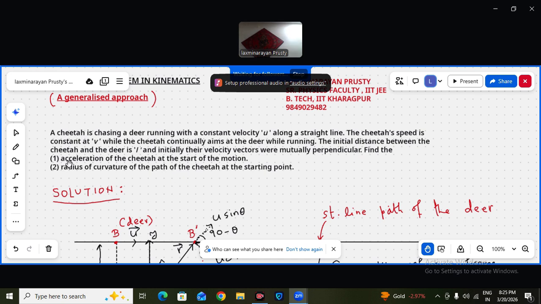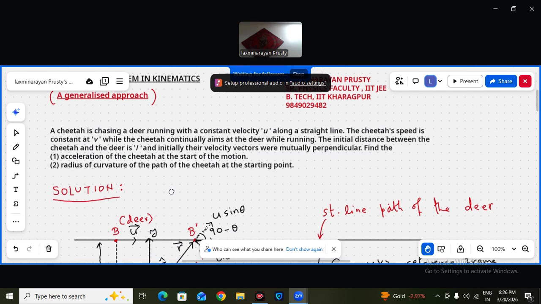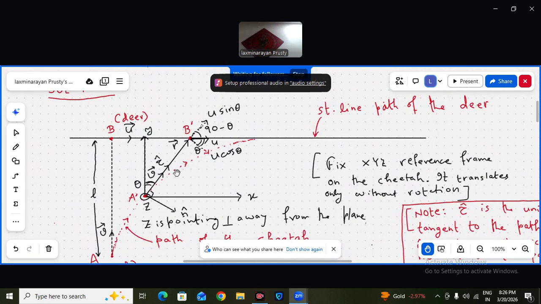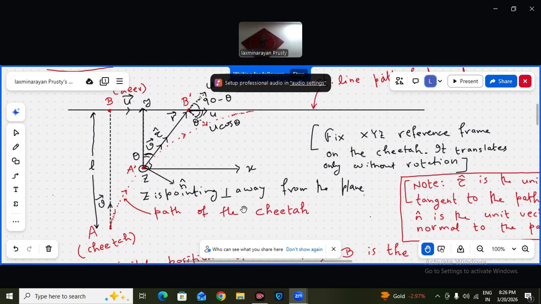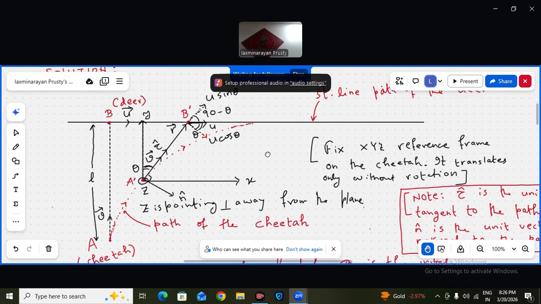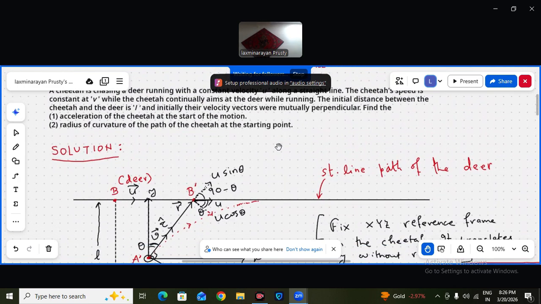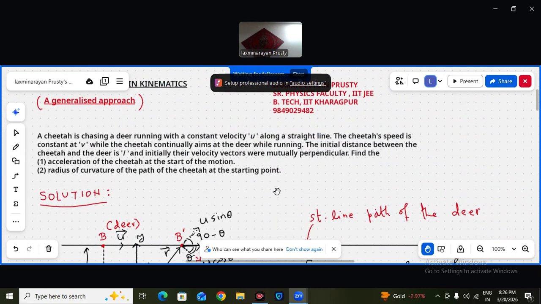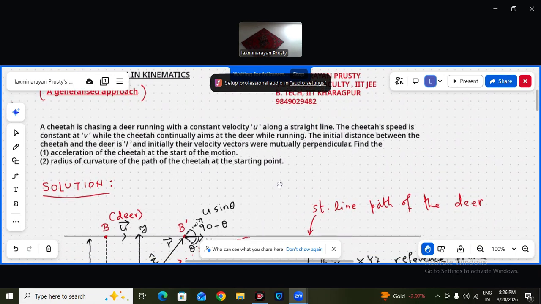Question number 1: the acceleration of the cheetah at the start of the motion. Question number 2: the radius of curvature of the path of the cheetah at the starting point. The red dotted line is the path of the cheetah, but we want the radius of curvature at the starting point. These are the two questions. Understood this? I am going to solve it in a generalized manner.